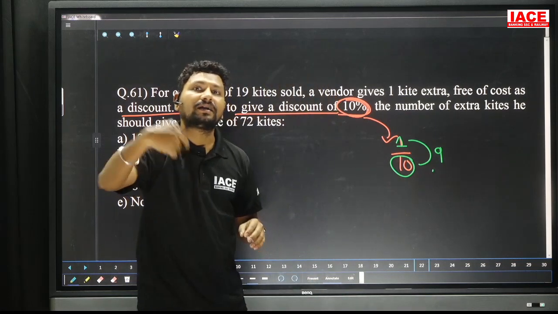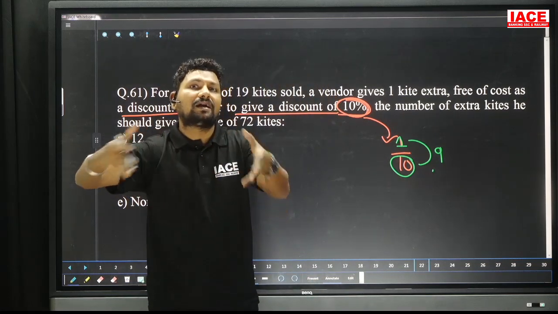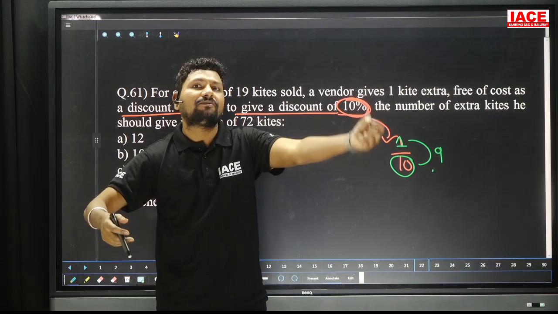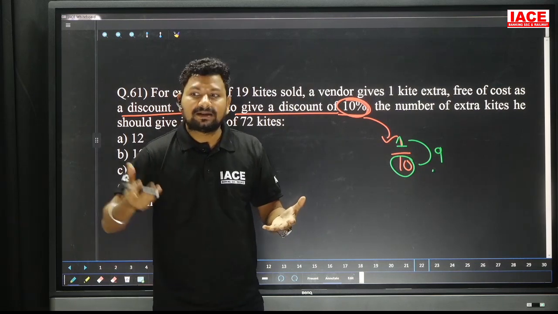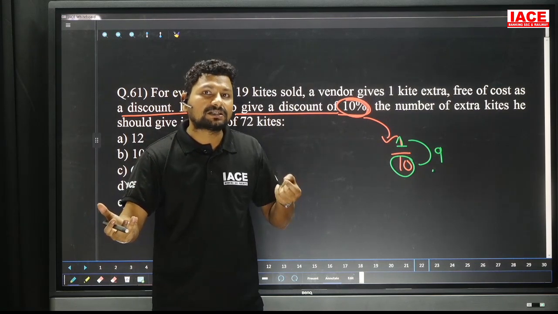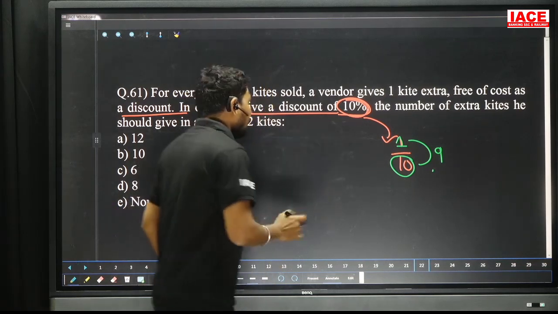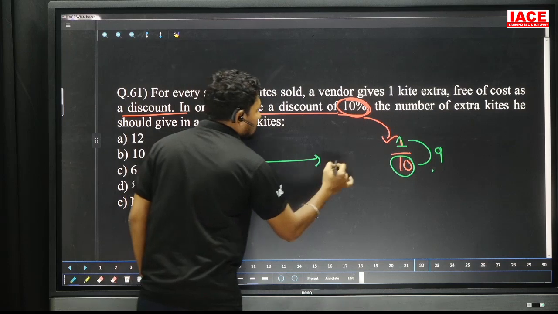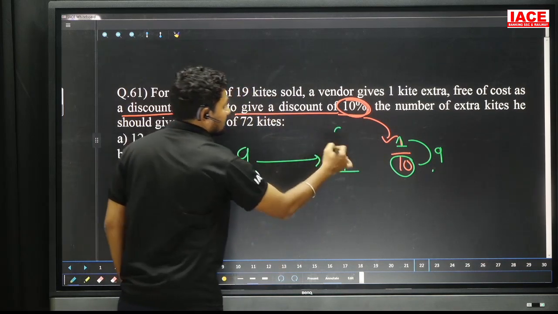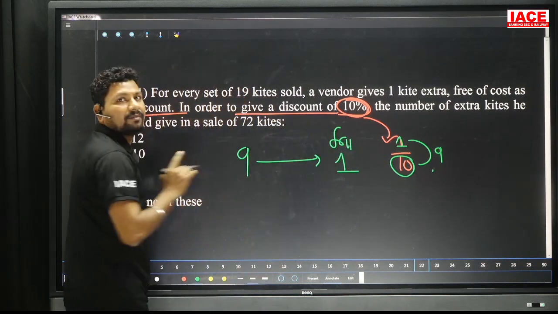I'm going to a shop ordering 9 kites. When I'm purchasing a bulk of 9 kites, then he is giving 1 free. Finally, how many kites do I have? 9 kites I ordered, 1 kite free of cost. Finally, 10 kites I have. That means when I'm ordering 9 kites, compulsorily I will get 1 kite free.